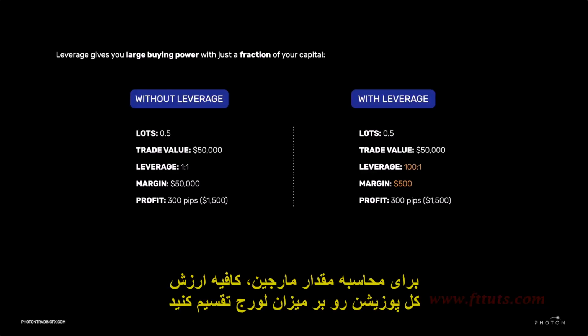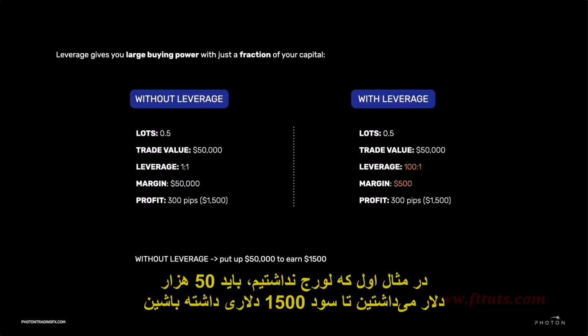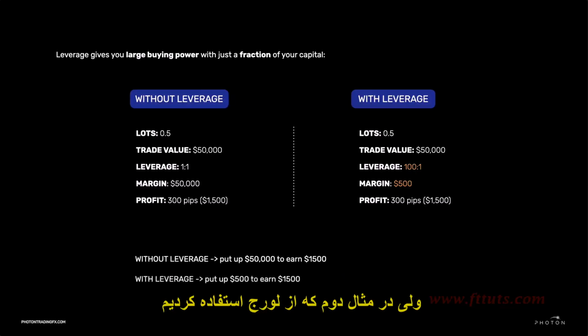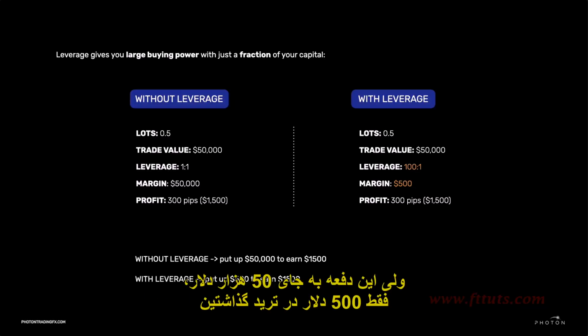So to calculate the margin required, you just divide the position value by the leverage ratio. So in this case, we divide 50,000 by 100, which gives us $500. So in the first trade example, without leverage, you had to put up 50 grand to your broker to earn a $1,500 profit on the trade. But on the exact same trade in the second example, with the only difference being that you use leverage, you still made the same $1,500 profit by trading 0.5 lots of euro-dollar. But this time, you only put up $500 rather than 50 grand to place the trade.